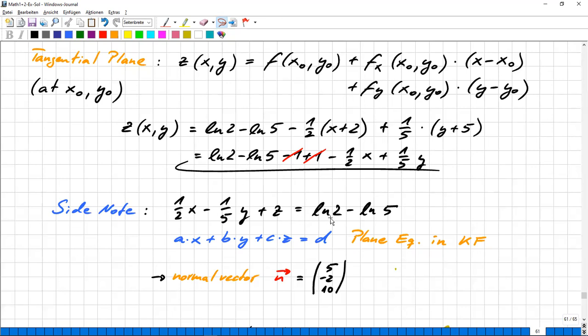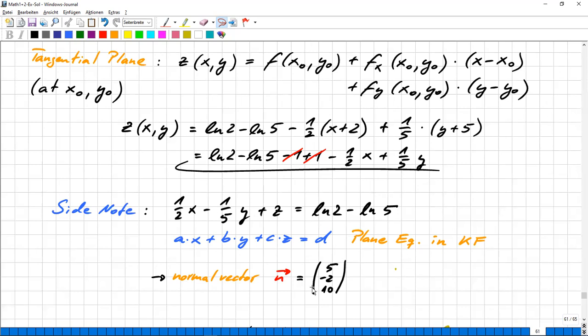So where it is ln2 minus ln5, still negative, but the structure of this equation, quite clearly, this is a side note, it's not part of the exercise, really. The structure of this equation is a times x plus b times y plus c times z equals d. Very well known, the standard form of a plane equation in coordinate form, short KF for coordinate form. And as you know, you can read the normal vector from this equation. It's just the ABC vector that's normal to the plane.